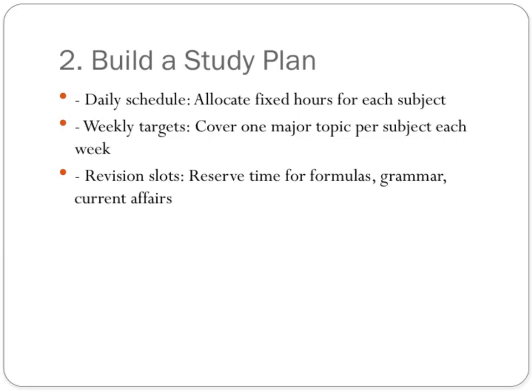Let's talk about building an effective study plan. First, it's important to allocate fixed hours for each subject. This consistency helps your brain get used to a routine and makes sure you're covering everything regularly. Next, set weekly targets. Aim to cover one major topic per subject each week. This way, you're breaking down your syllabus into manageable chunks and tracking your progress easily.